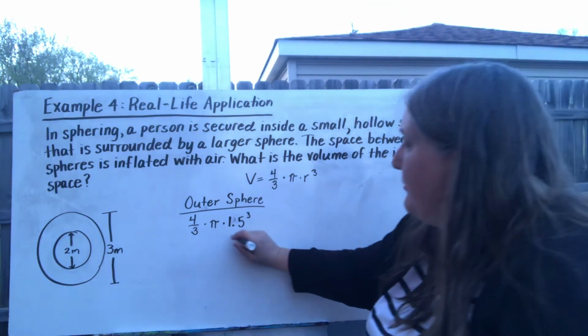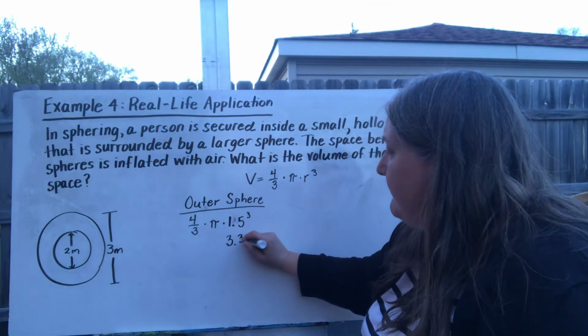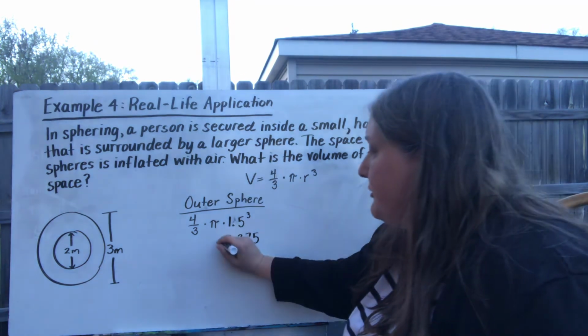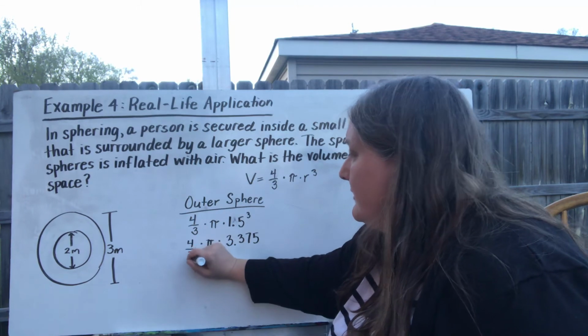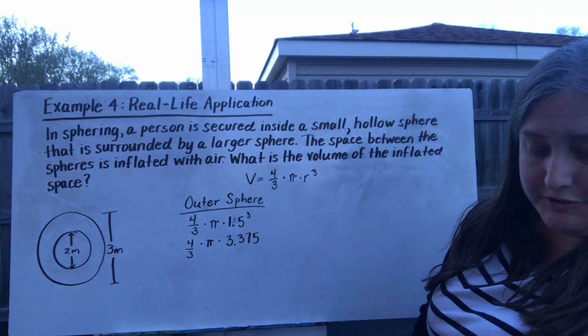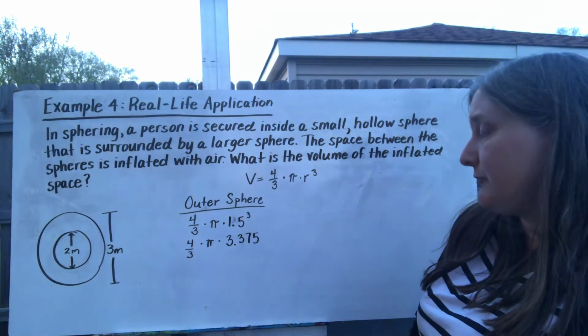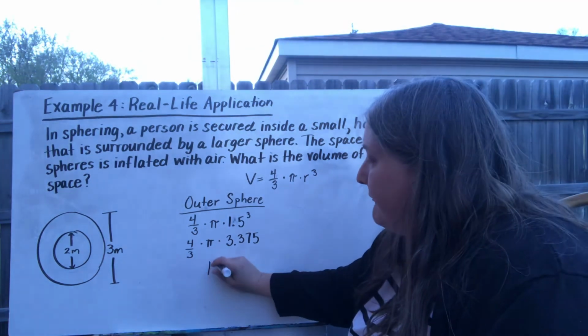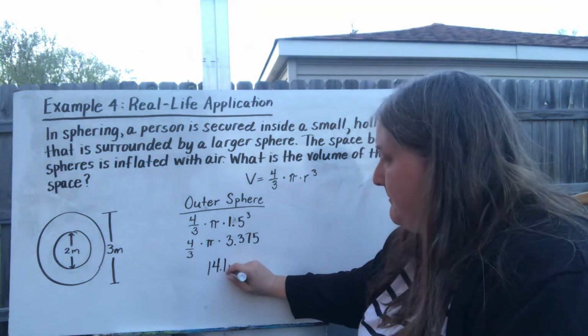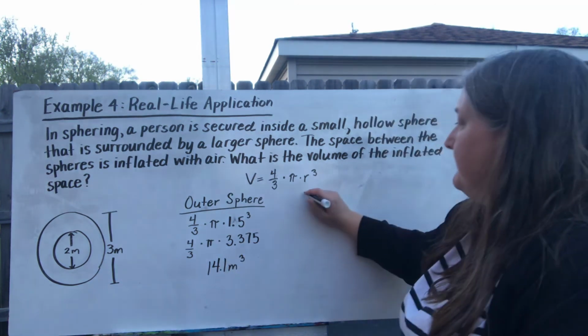So I get 3.375 for my 1.5 to the 3rd power. And I'm going to do 4/3 times pi times 3.375. Rounded to the nearest tenth, I get about 14.1 meters cubed.